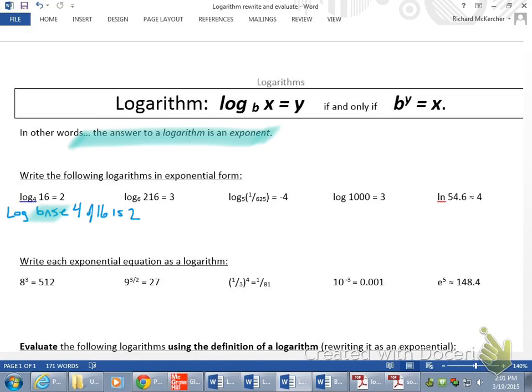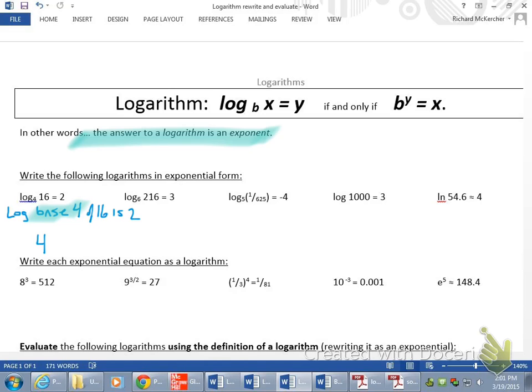So what I'm trying to say right here in log base 4 of 16 is 2, is I'm trying to rewrite this. Well, notice I said log base 4. We know exponents have a base, right? This b is where this 4 is, so this 4 is the same as this b. So over here, it's the base of the exponent.